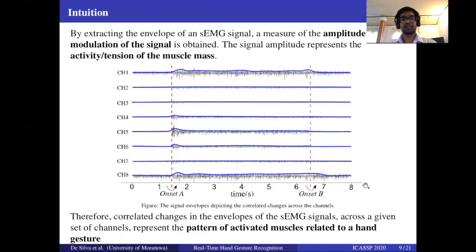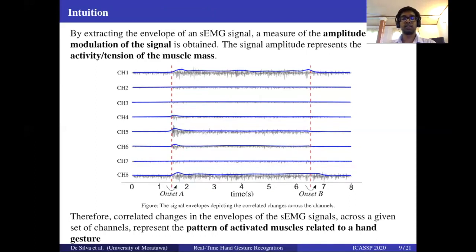To visualize these changes in the channels, we extract the envelope of the sEMG signal. An envelope is a measure of the amplitude modulation of a signal under consideration. And the signal amplitude of a sEMG signal represents the activity or the tension of the muscle mass.